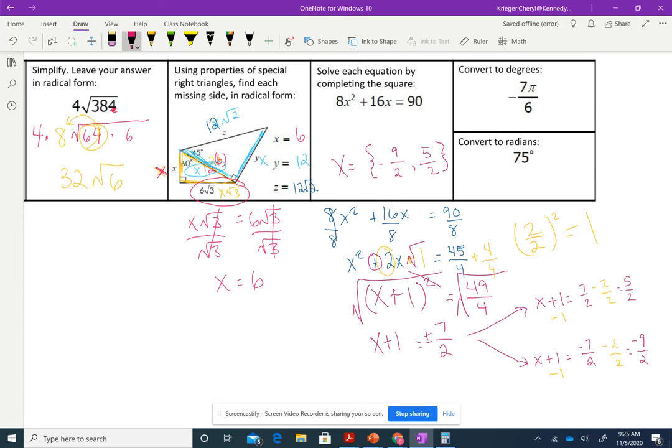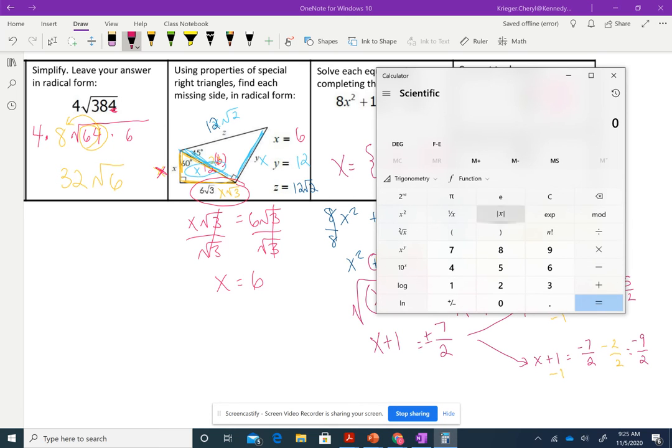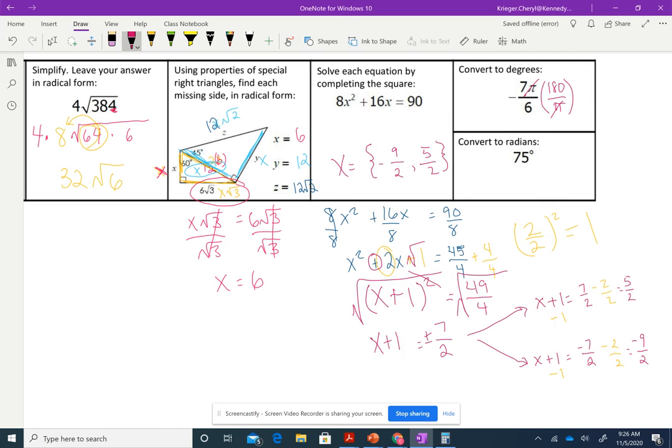Okay, almost done. If we're converting to degrees, we multiply by 180 over pi. The pi's cancel, and 180 divided by 6 is 30. I should have known that. 180 divided by 6 is 30. So I have negative 7 times 30 is negative 210 degrees.